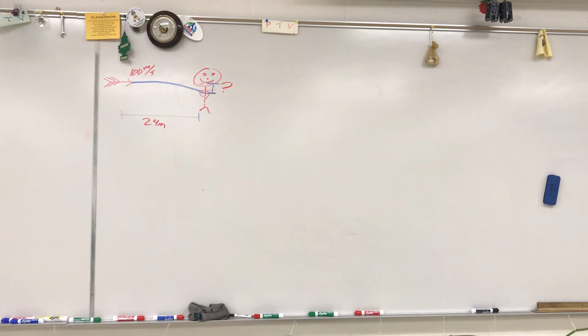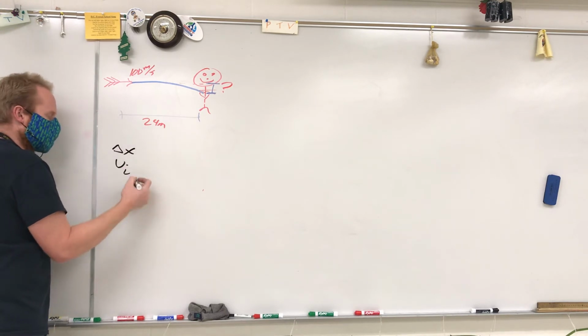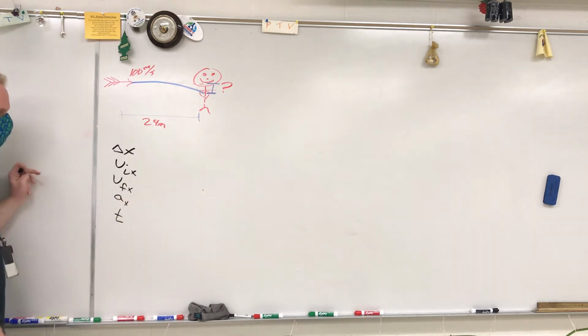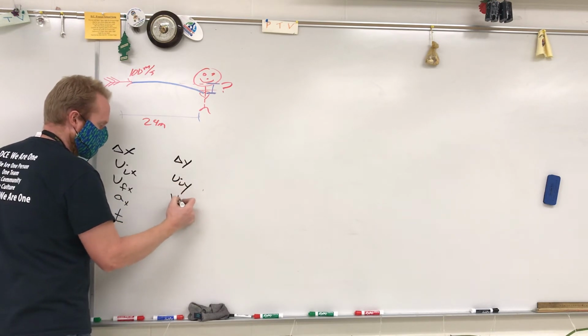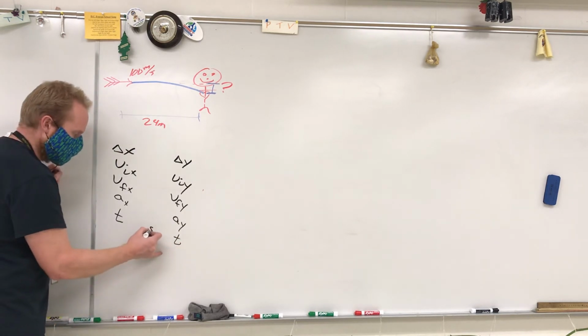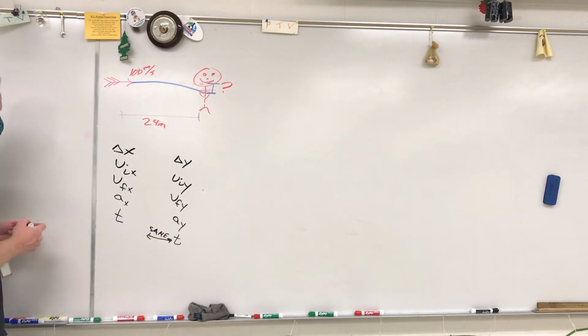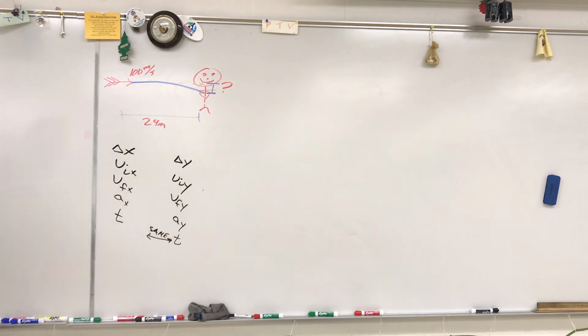2D. Because it's a 2D motion problem, according to my problem type sheet, I have to make two lists of variables. I need to make a delta x, vix, vfx, ax, and t. And I need to make a delta y, a viy, a vfy, an ay, and a t. The time is going to be the same in both columns. 2D motion problem. Black marker, done.